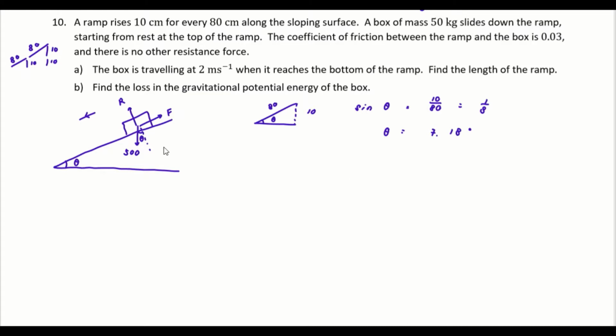Okay, so now let's move on. After we get the theta here, we need to find the net force equals to ma so that we know the acceleration, right? Then by using suvat, only then can you find the length.